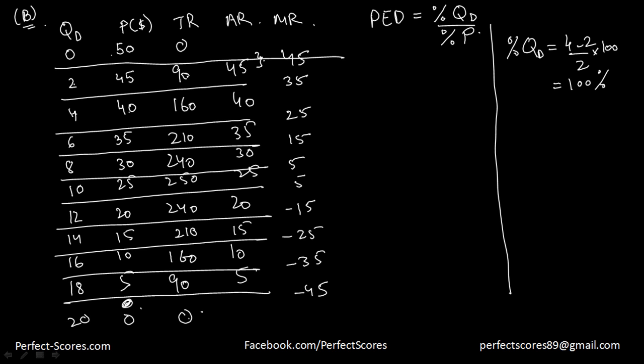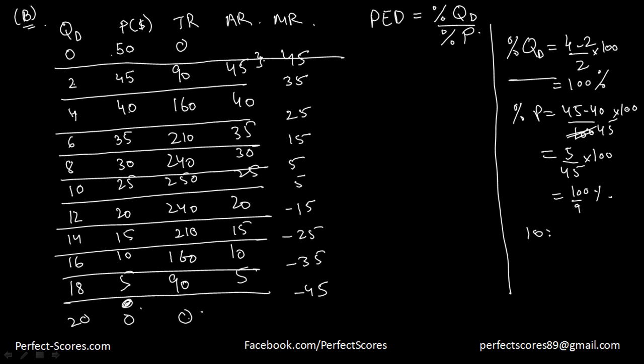And what is the percentage change in price? The percentage change in price is equal to 45 minus 40 over 45 into 100, I'm sorry, which is 5 by 45 into 100, which is 100 by 9%. So what is my percentage change in quantity divided by percentage change in price? That is 100 divided by 100 by 9, which is equal to 9. So the value of PED for this is equal to 9.